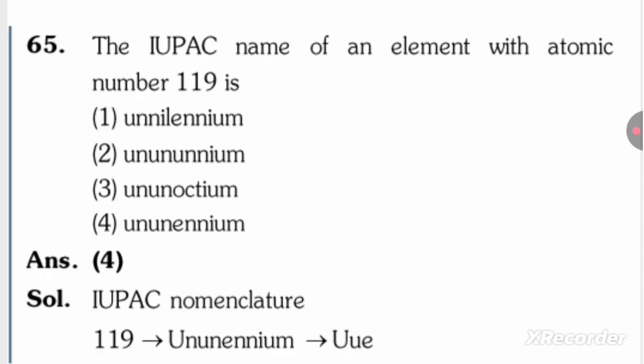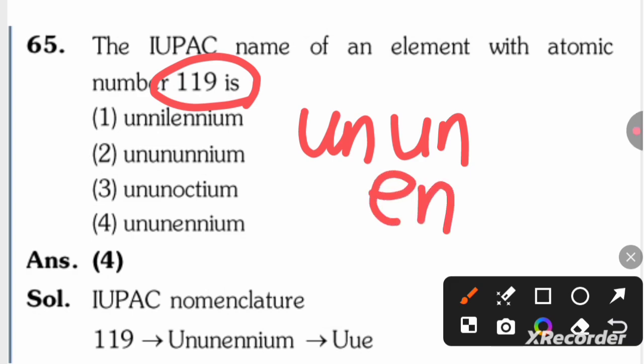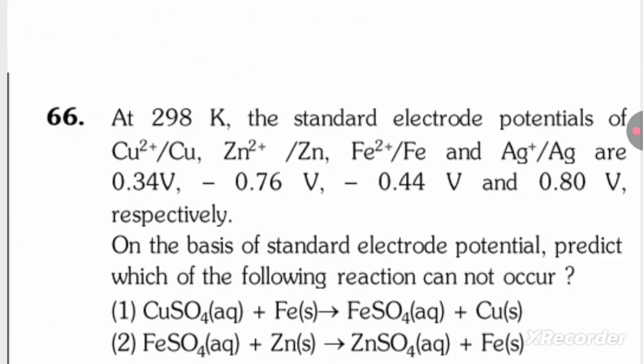In the next question, the IUPAC name of the element with atomic number 119, very easy. 1 means un, and 9 means enn, so ununennium. Option 4 is the right answer for this question. Let us move to the next question.